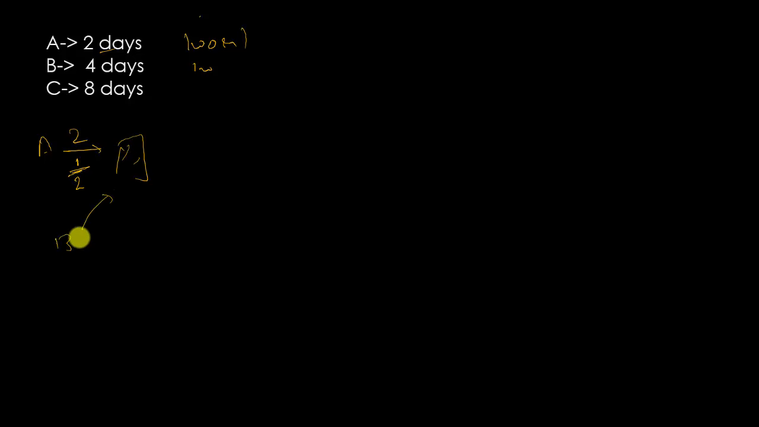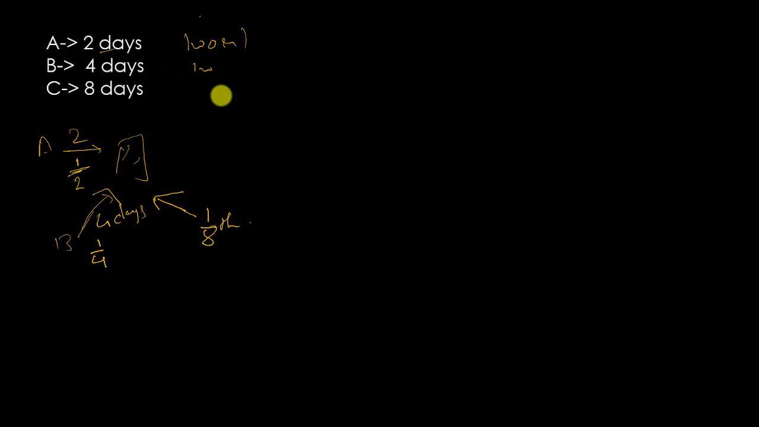B, on the other hand, is slower than A. He takes 4 days to finish this one work. That is, his speed is 1 by 4th of the work per day. C is even slower. He does 1 by 8th of the work per day and takes 8 days to finish this work.